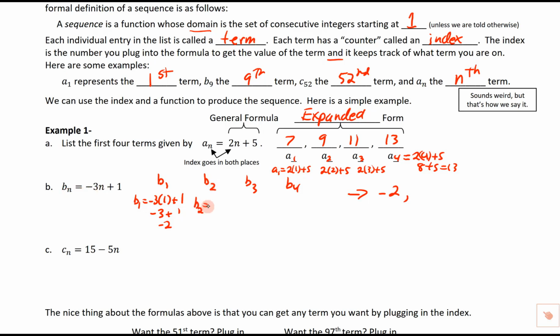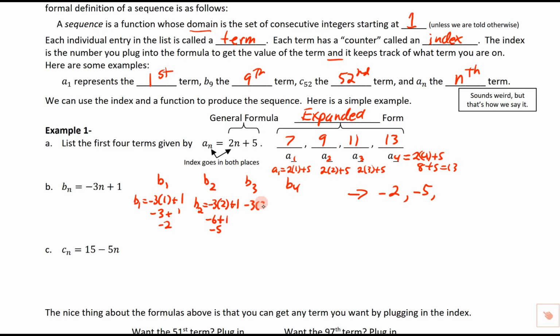So b sub 2 is equal to negative 3 times 2 plus 1. Negative 3 times 2 is negative 6 plus 1, so that's going to be negative 5. So I'm going to put a negative 5 right here. Put another comma, and then we're going to figure out this one. Now, instead of writing down the b sub 3 here, I'm just going to plug in a 3 here.